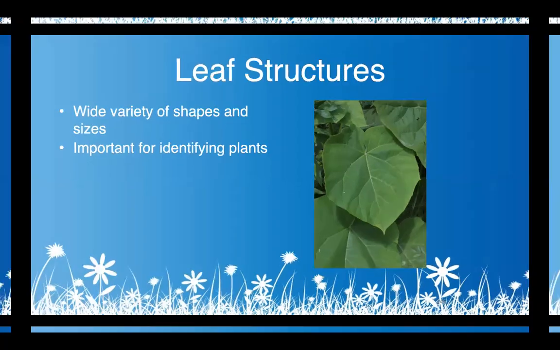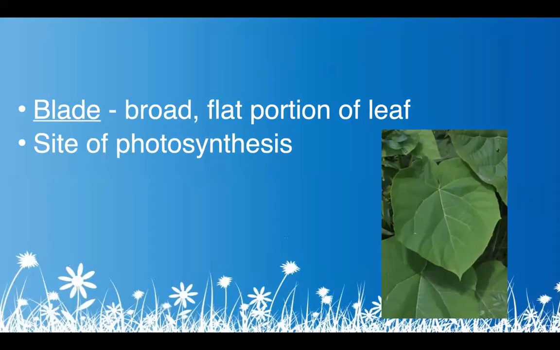But yeah, so identifying plants by their leaves is really important. Now, the first major structure is the obvious, what we would just call the leaf. This is actually called the blade. And this is where photosynthesis occurs.